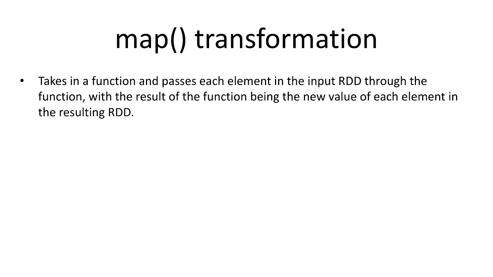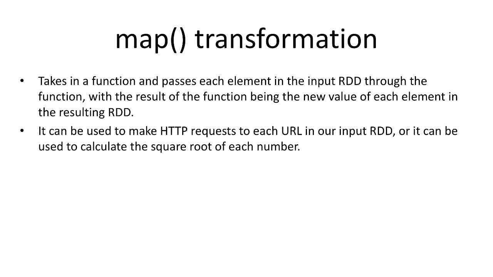The map transformation takes in a function and passes each element in the input RDD through the function, with the result of the function being the new value of each element in the resulting RDD. The map transformation is versatile, in that it can do a lot of things. For example, it can be used to make HTTP requests to each URL in our input RDD, or it can be used to calculate the square root of each number.